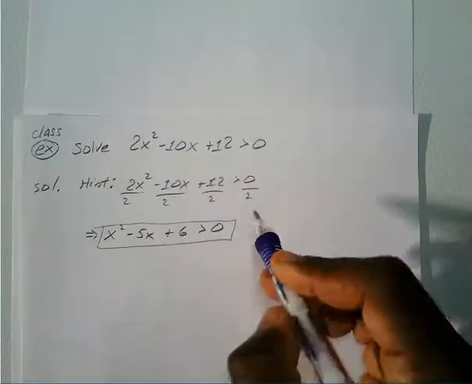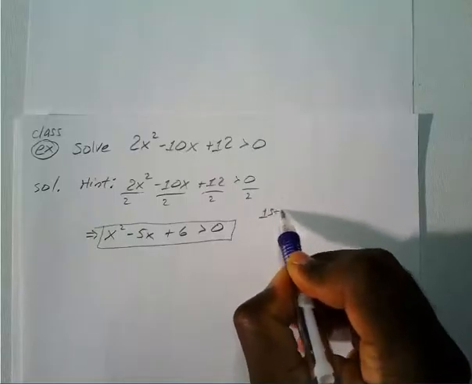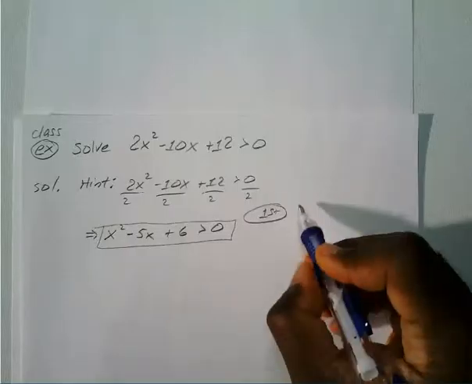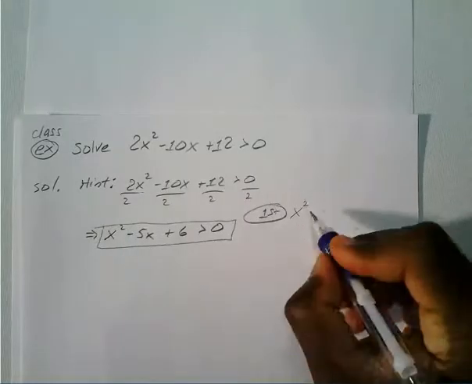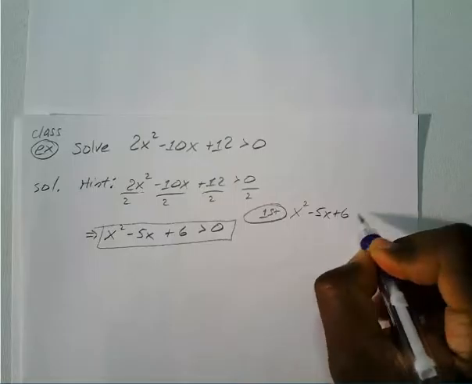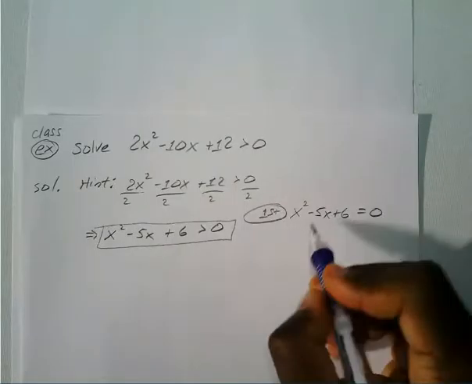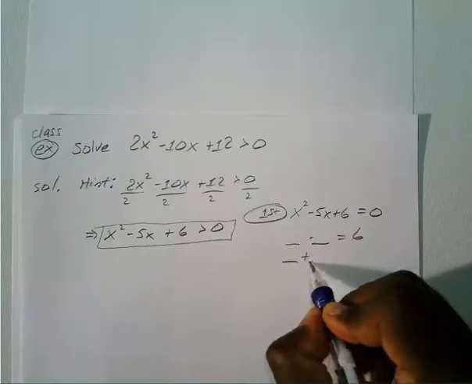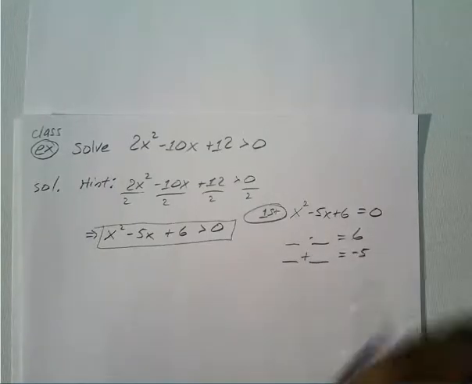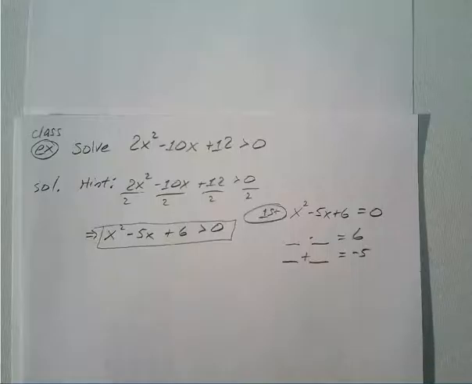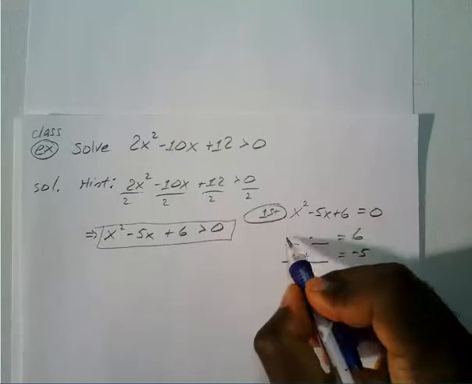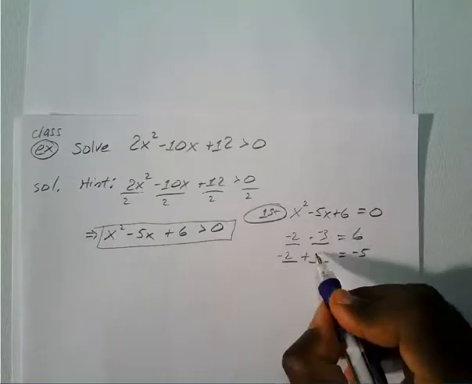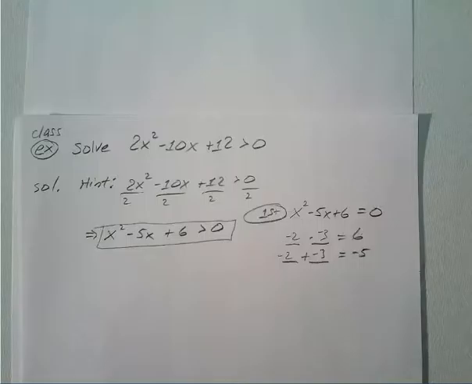So that brings us to our first step, where we factor the equation. So we have x squared minus 5x plus 6 equals 0. We find two numbers that multiply to equal your c, and those same two numbers add to equal your b. In this case, -2 and -3 works, because -2 times -3 is positive 6, and -2 plus -3 is -5.